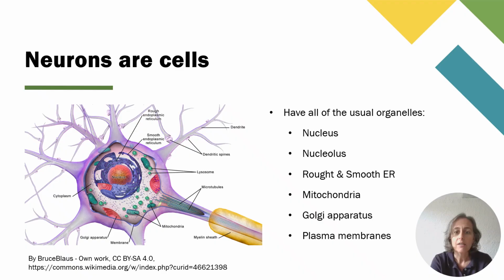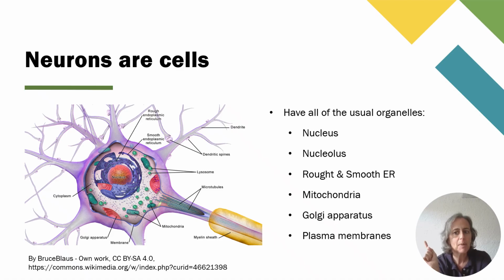Then there is the rough and smooth endoplasmic reticulum. Rough endoplasmic reticulum produces and modifies proteins. Smooth endoplasmic reticulum makes lots of other types of molecules for the cell. Mitochondria, which are of course the powerhouse of the cell, produce ATP, which is the energy currency for our cells. Golgi apparatus, I think of it like shipping and receiving. It's really important in terms of taking things that have been produced by the endoplasmic reticulum and sending them off to where they need to go, packaging them up, all that type of stuff.